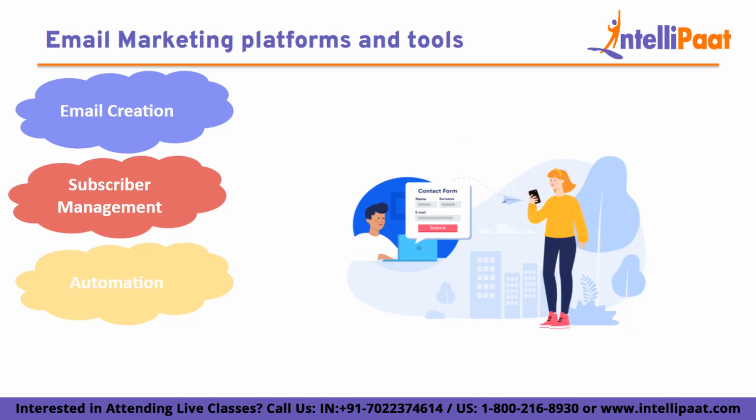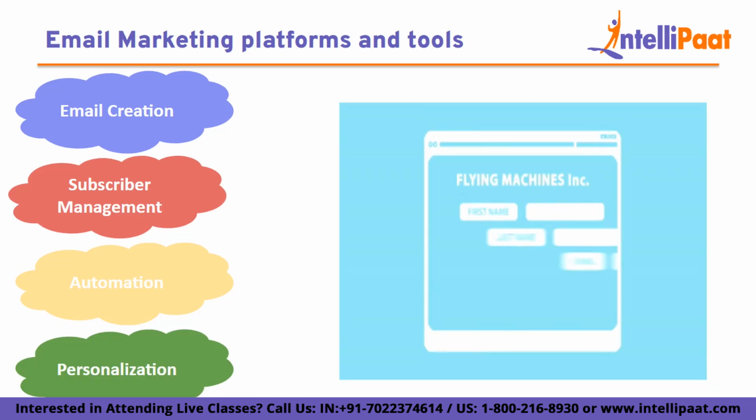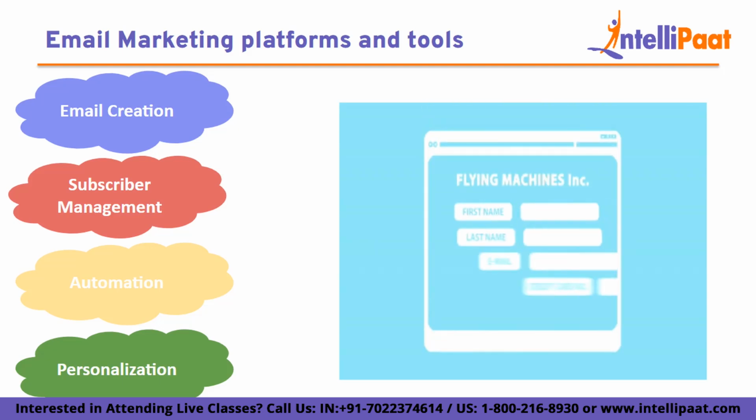Automation. Email marketing tools allow you to automate certain tasks such as sending welcome emails to subscribers, triggering follow-up messages based on specific actions, or setting up a drip campaign that sends a series of pre-scheduled emails. Personalization. You can personalize your email by addressing subscribers by name, dynamically inserting specific details, or tailoring content based on their preferences or behavior. This helps to create a more engaging and relevant experience for the recipient.